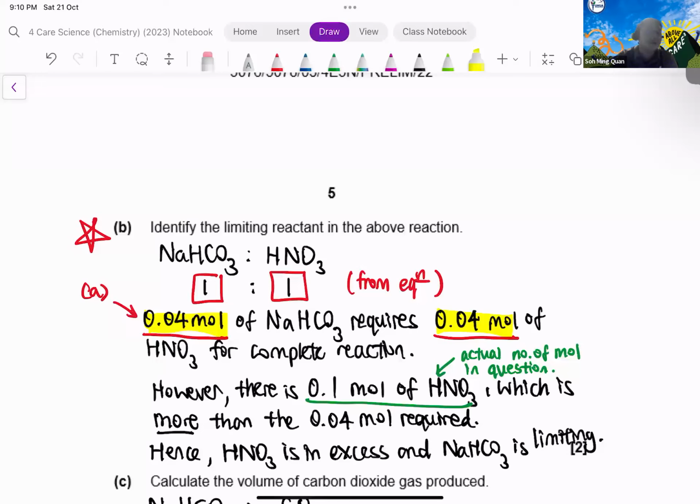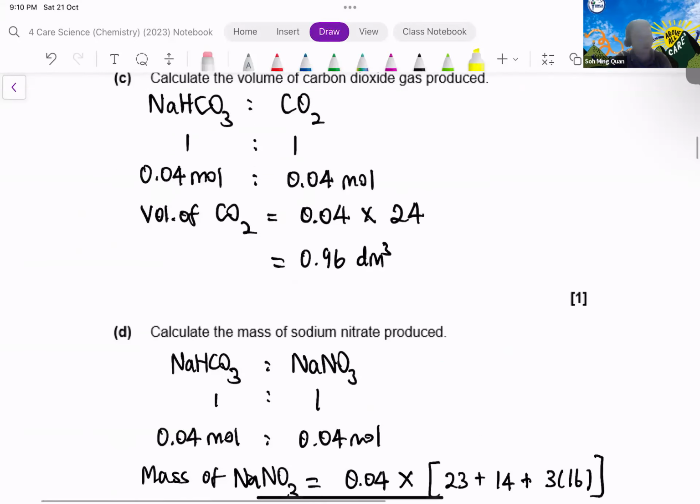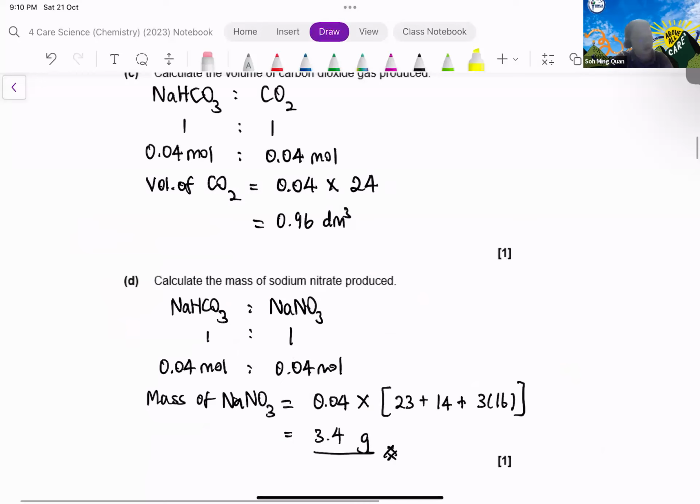Okay, moving on. So once you have identified the limiting reactant to be sodium hydrogen carbonate, the next few questions are ultra straightforward. Why is it ultra straightforward? Because the limiting reactant is the one that goes into the mole ratio. You must use the limiting reactant.